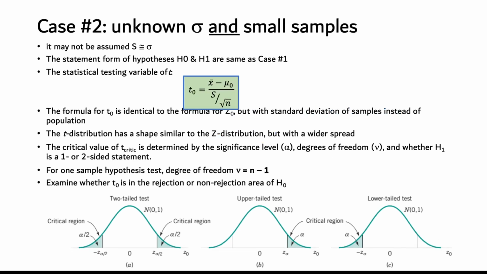In case 2, we consider making inferences about the mean of a single population when we don't know the value of sigma and the sample is small. The step-by-step calculation is similar to the previous case 1, but for case 2, we use the t value and the t table instead of the z table.